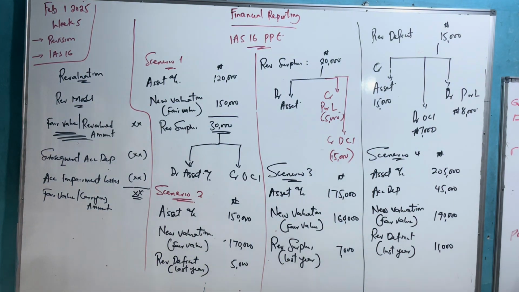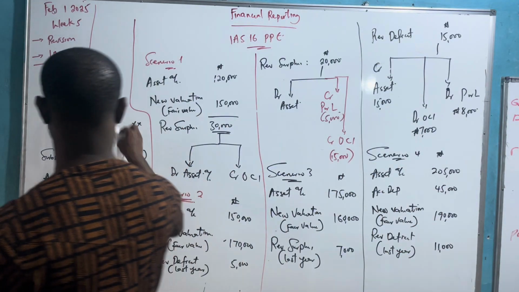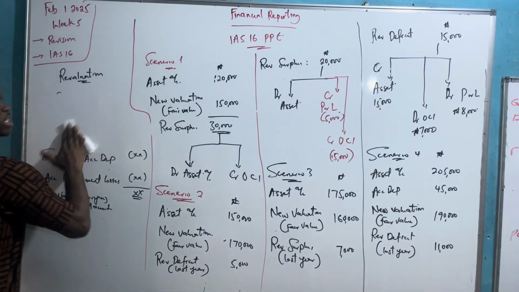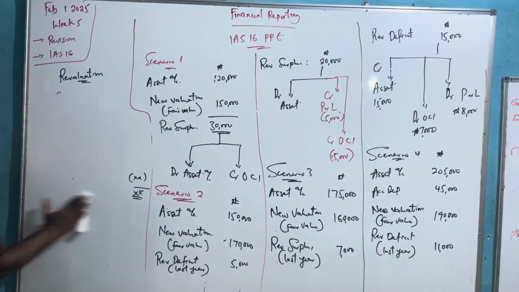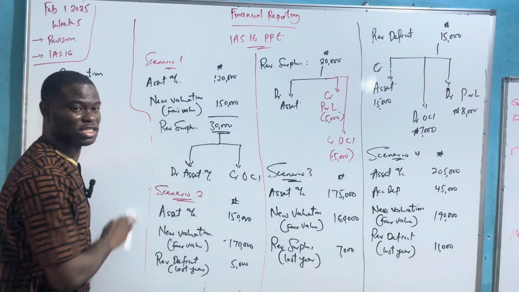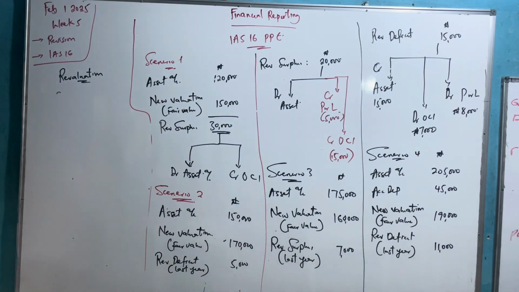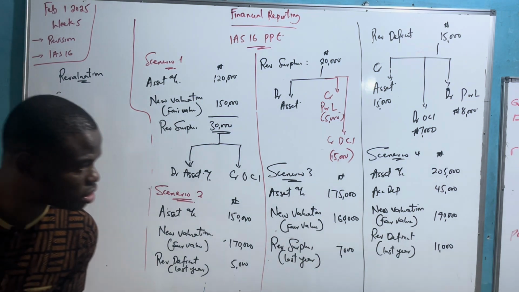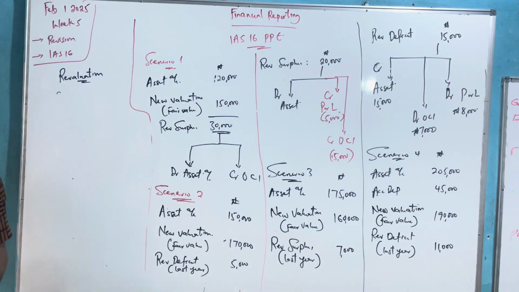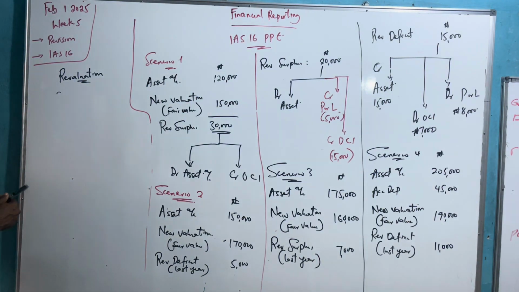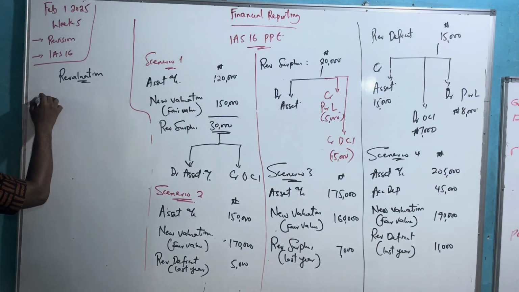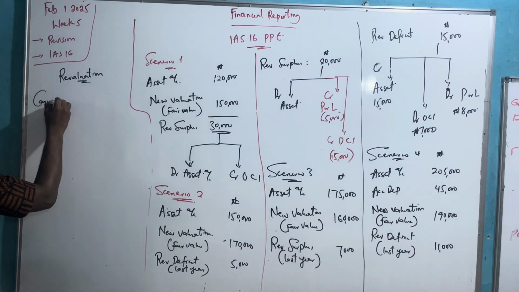How do we deal with this? The first thing we need to establish is, are we having a surplus or a deficit? That's the first thing we need to establish. Are we having a surplus or deficit? Who can tell me? Of how much? The deficit of how much? 15,000. Of how much? 15,000. That's wrong.